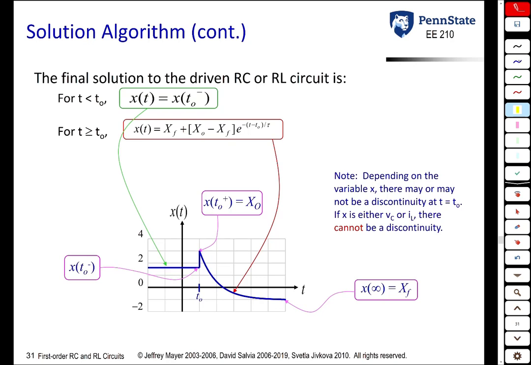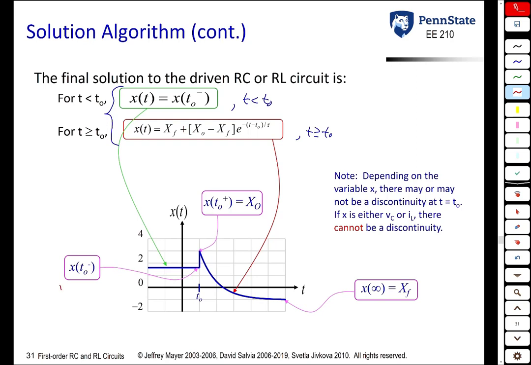Just like in the source-free case, we're going to have two different situations. We're going to have for t less than t naught, the value of our variable is just going to be a constant. And for t greater than or equal to t naught, we're going to have this exponential decay plus some final value added together. x of t is x final plus x naught minus x final times e to the minus t minus t naught over tau. If you look at the graph of x of t, we're going to see that there are 5 distinct pieces of information that we need to have in order to draw it.